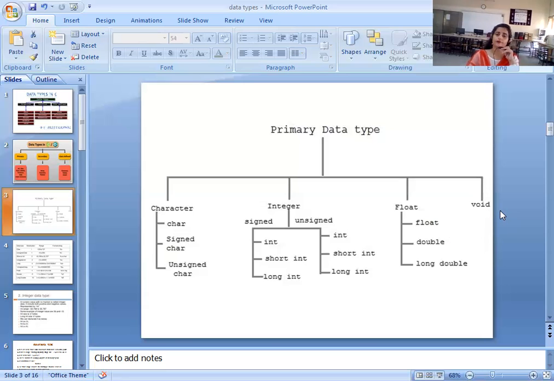And then the last one is the void. What do you mean by void? Void ka matlab hota hai khali, that if you do not have to return anything, if you do not want to attach any data type with something, then we use the void data type, and it is mainly used with the main function that tells us that here the function has started, as I have discussed in the last lecture, in the structure of the program, that void is used along with the main function, where we need to write the program.